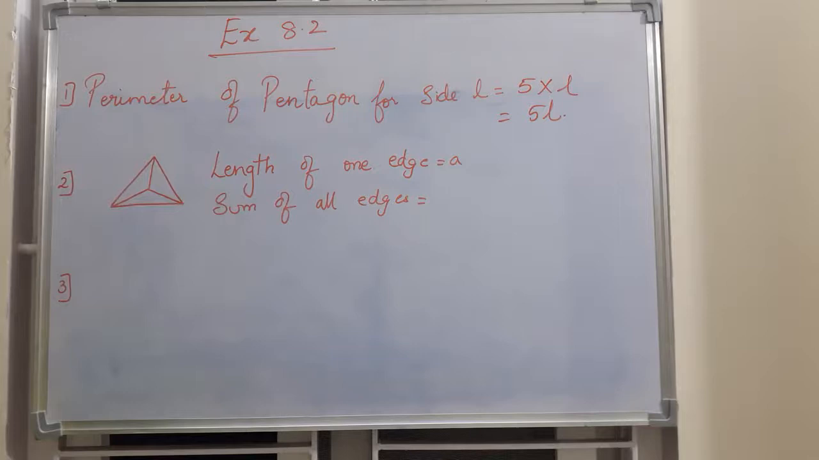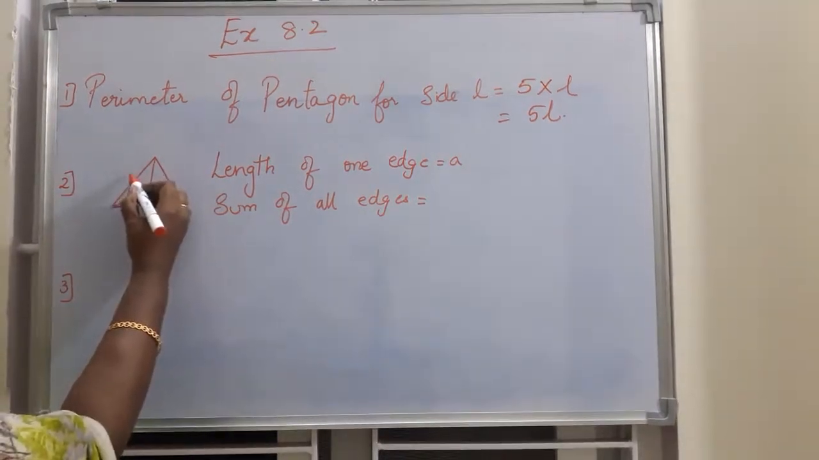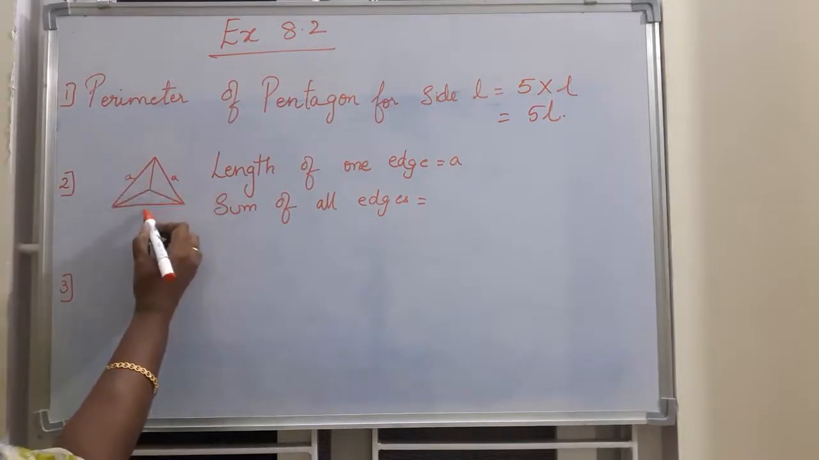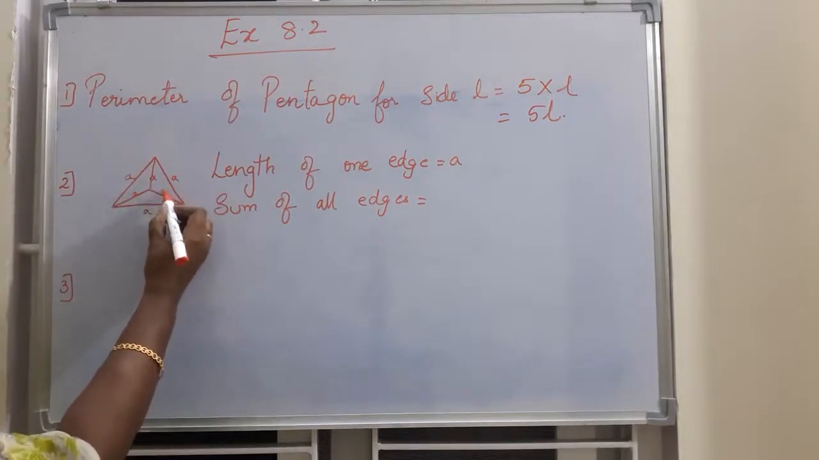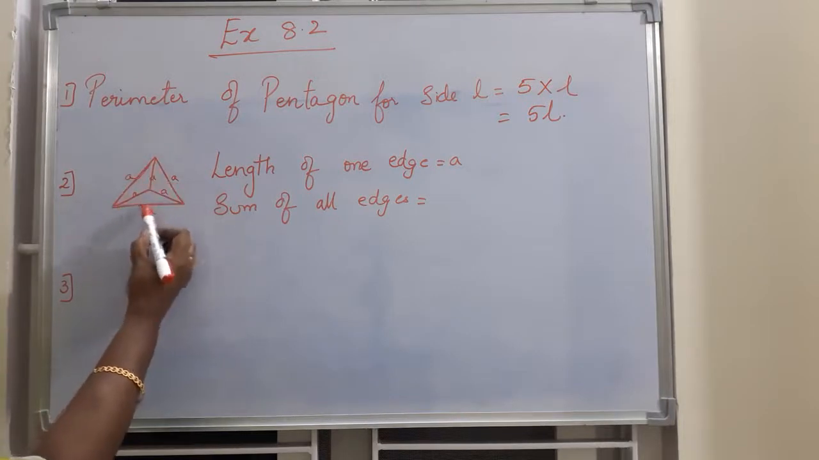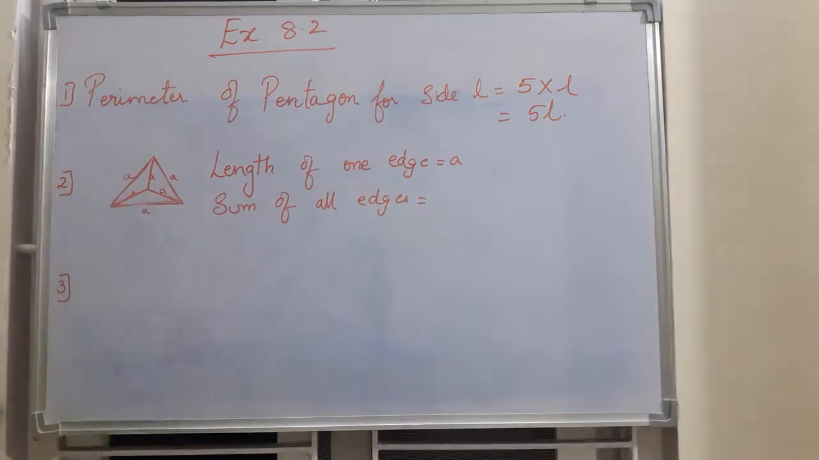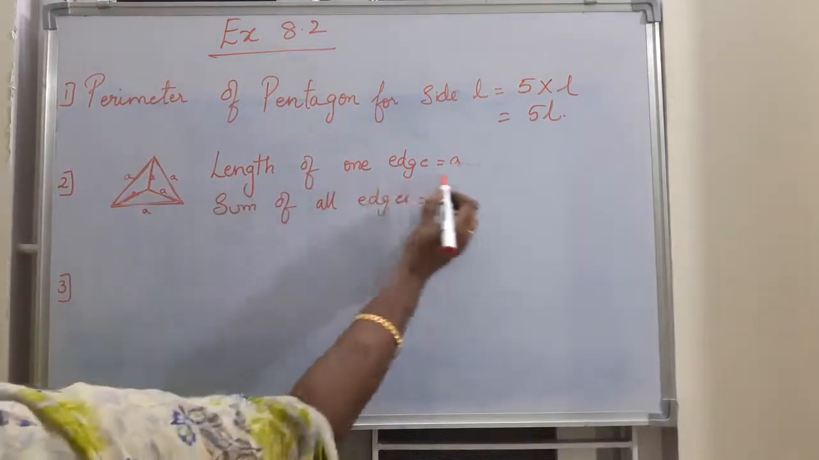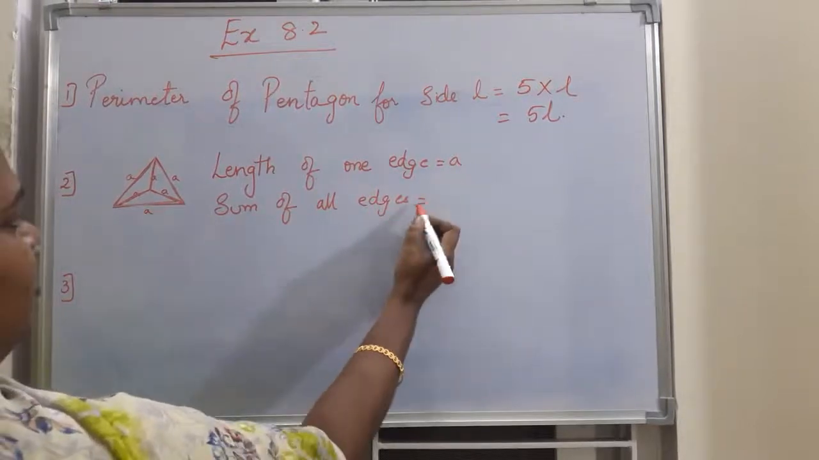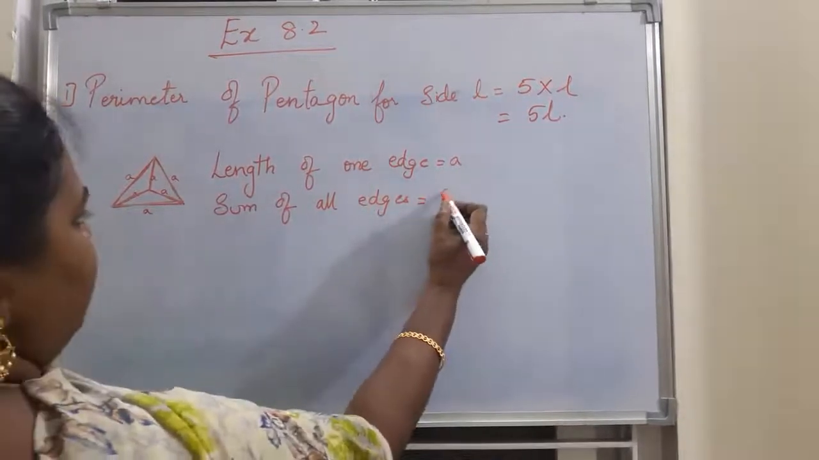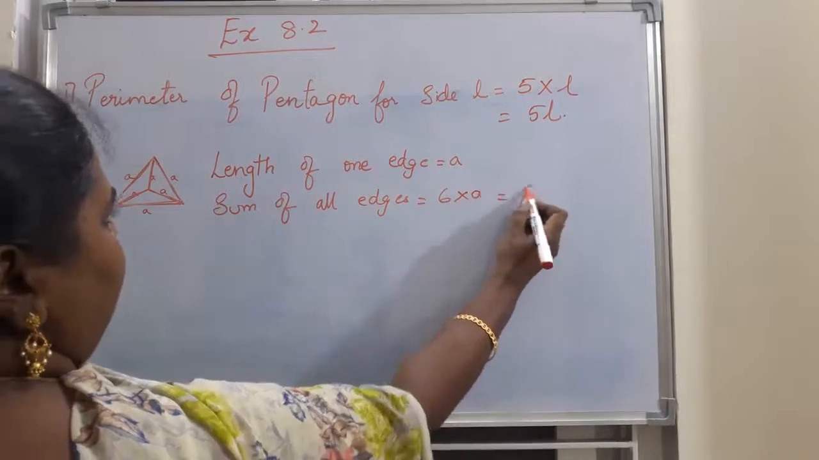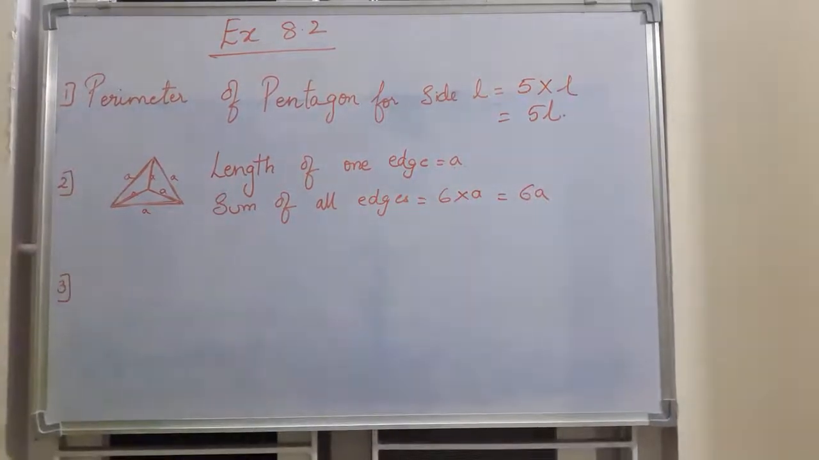So the length of one edge of tetrahedron is A. Find the rule that gives the lengths of all the edges of tetrahedron. Now you have to see how many sides are there. So this is one side, another side, this side, here one side and here. Totally if you see 1, 2, 3, 4, 5 and 6. There are 6 sides. So length of one side is what? A. Sum of all edges means nothing but like a perimeter you can say. So 6 are there. So 6 into A. 6A is your answer. Okay, children?